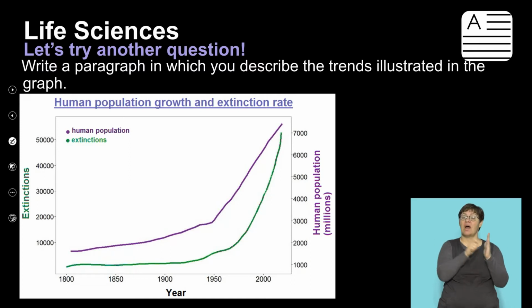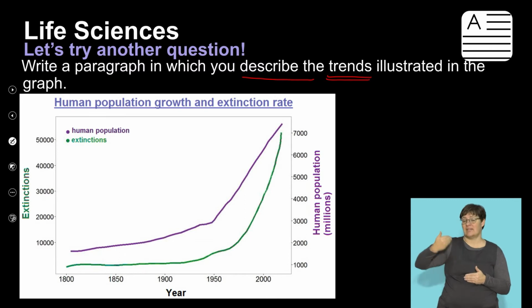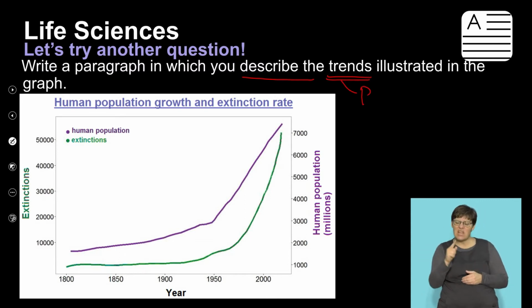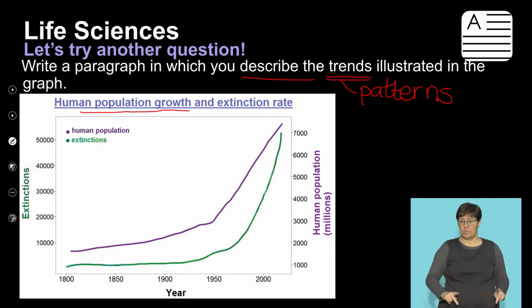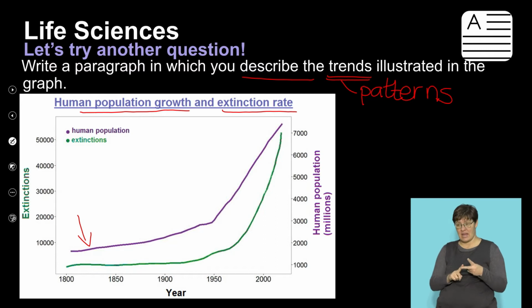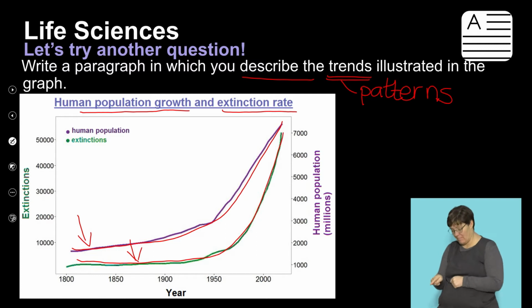Write a paragraph in which you describe the trends. And remember, when we talk about trends, we're talking about patterns in the relationship. So what is our graph? Our graph shows human population growth, indicated with the purple graph, and extinction rate of other organisms. That is our green graph, and we see that as the purple graph increases, so does the green graph.